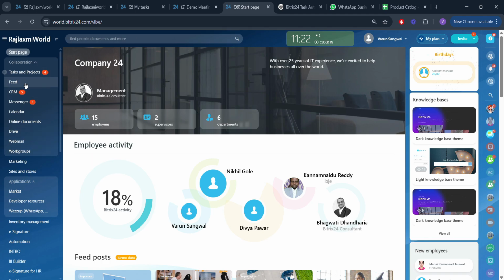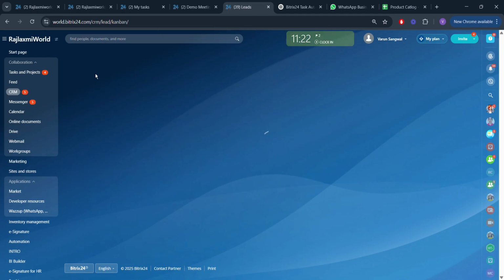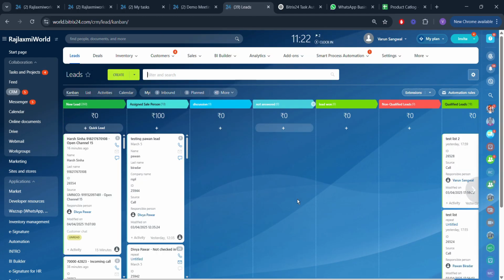So first, we have to visit the CRM part. And after visiting the CRM part, we have to visit the lead section. So what is basically a lead? Lead is raw data. It can be of two types. It can be the new lead or the repeated lead.